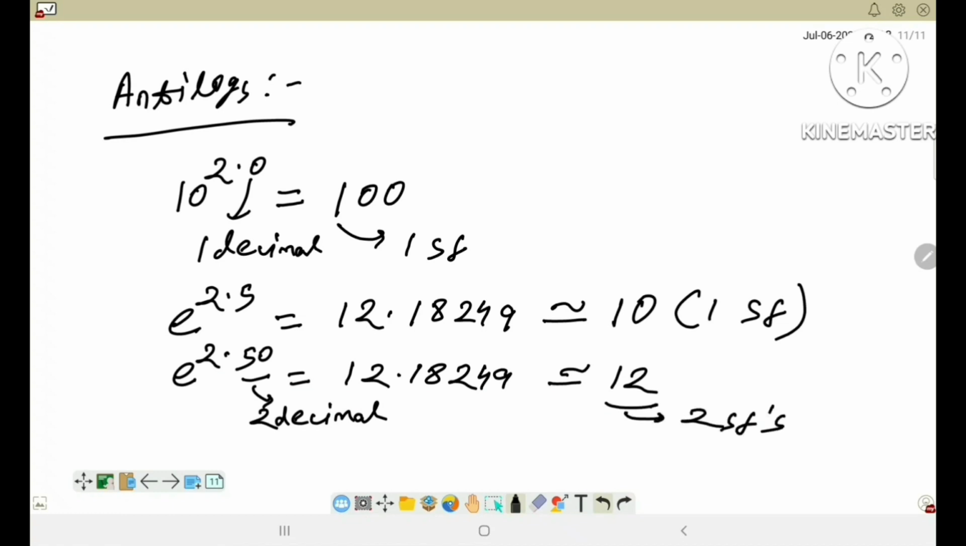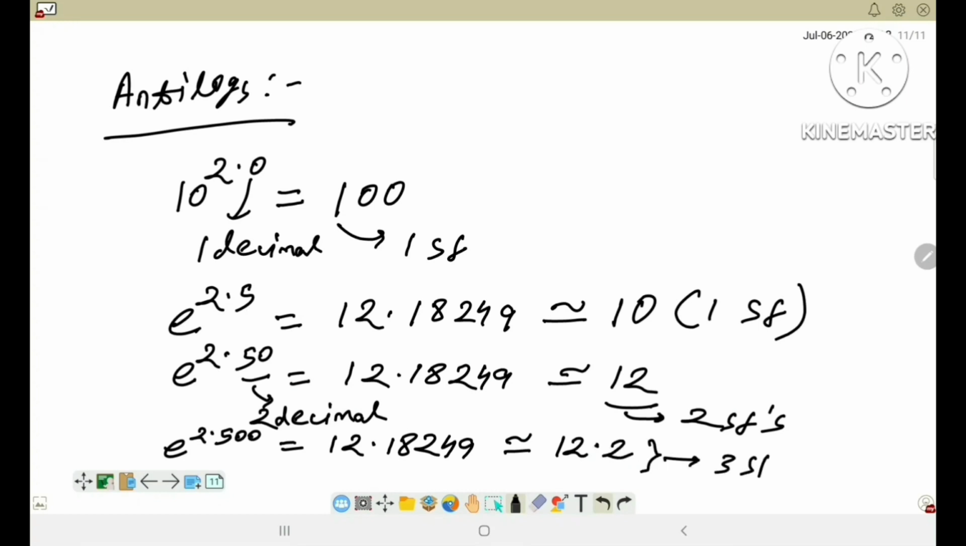let's take one more example. e raised to the power 2.500. Here 2.500 has three decimal places. The final answer should be rounded off to three significant figures.